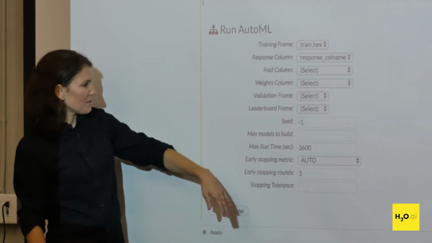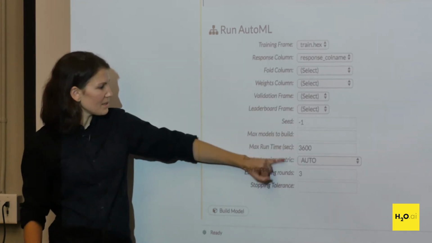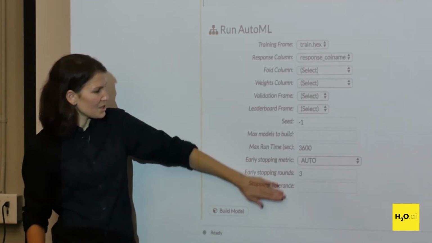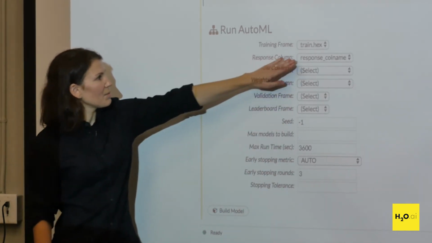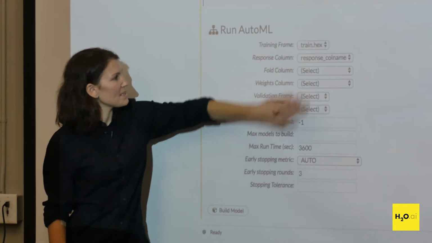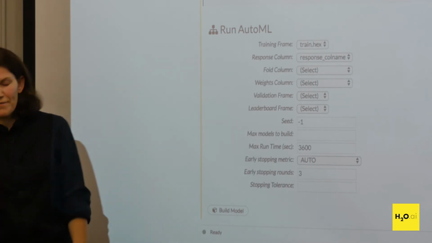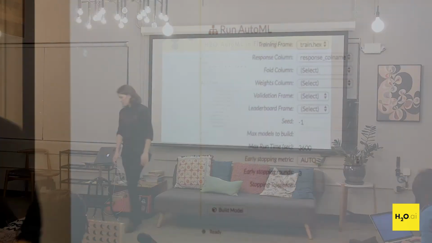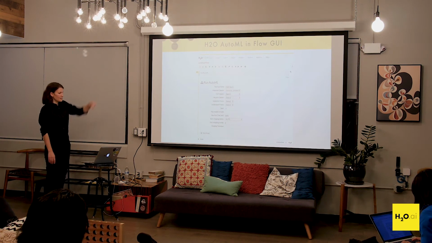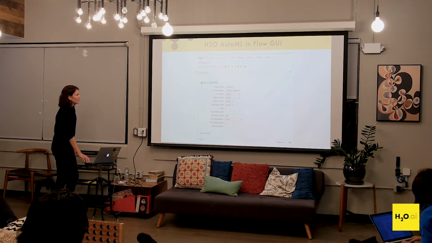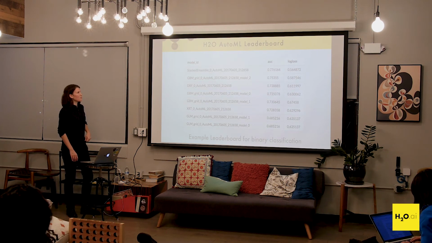Seed, that's just for reproducibility. Models to build, that would be if you wanted to control the number of models, again, runtime seconds. And then these 3 have to do with the early stopping. So really, all you need to do is this training frame, response column, and choose one of these to figure out how to stop it. Or if you don't set it, it will just run for an hour. And then you just hit the build model button.